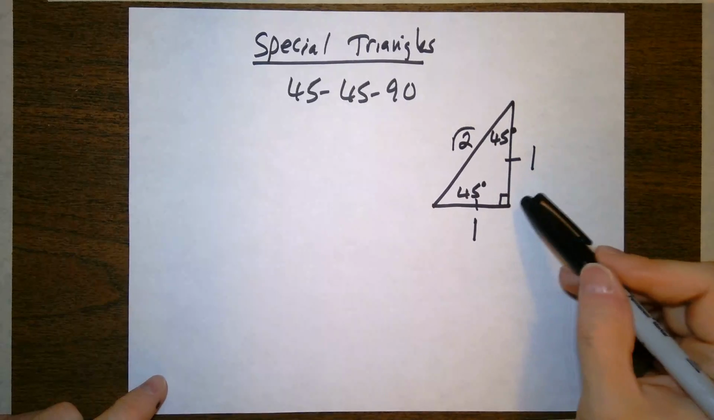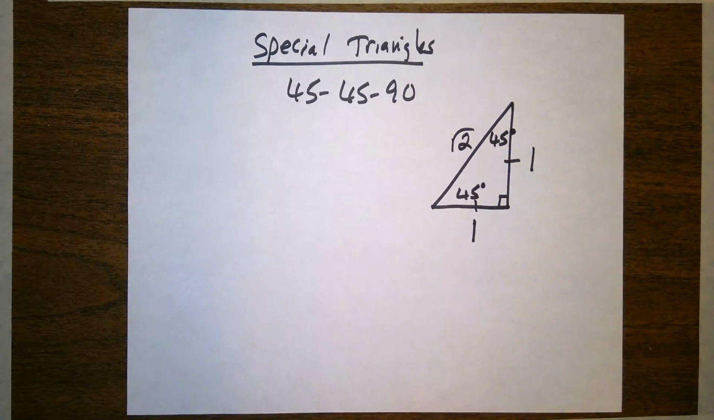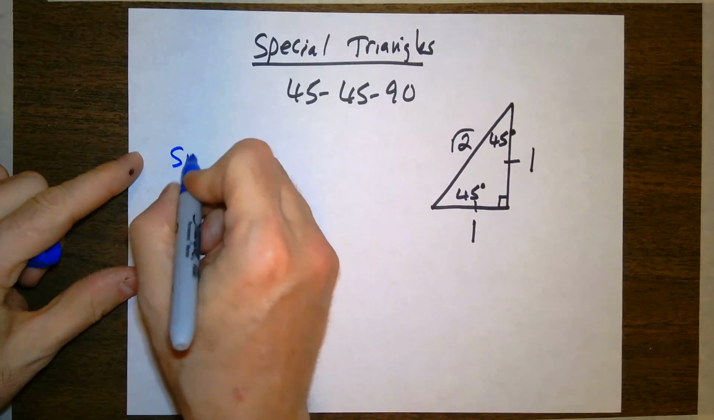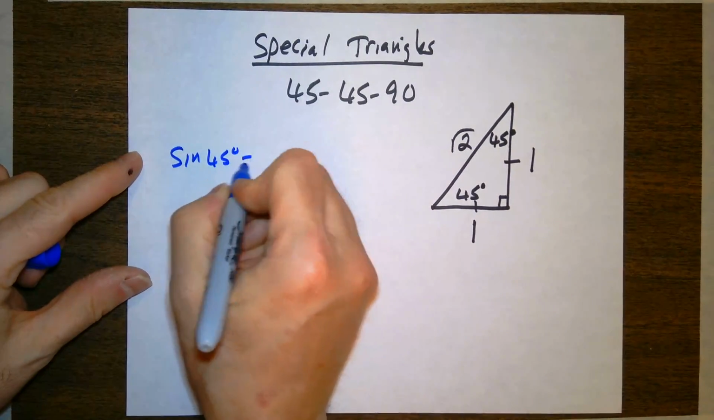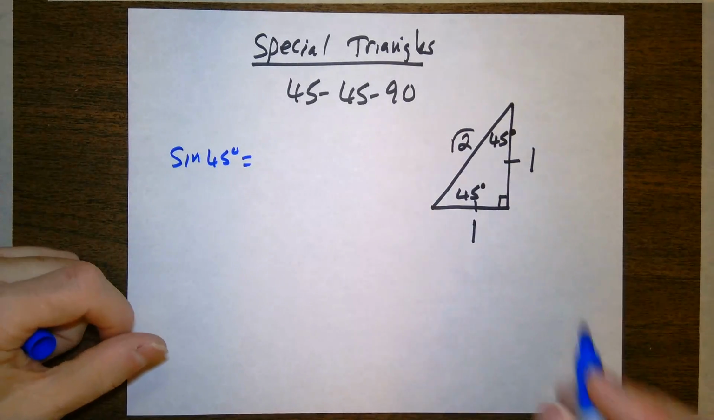Now, what's the significance of this special right triangle? It's going to allow me to do some trig in my head. For example, if I asked you, well, what's the sine of 45 degrees? We know that the sine ratio is opposite over hypotenuse.